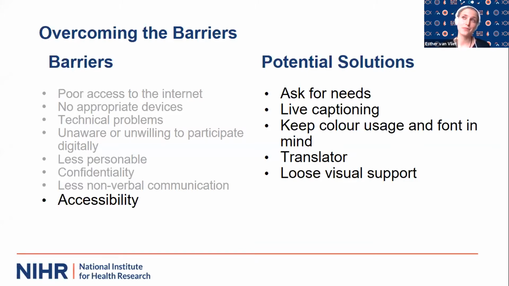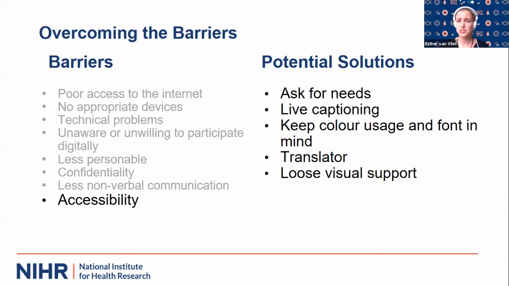Ask people if they have anything, or if there is anything that you can do as organizer of the meeting to make it more accessible to them, because people will know their own needs and they will know what can help them to make the meeting more accessible. Things you can consider are live captioning. So some video platforms already offer it. With others, you can use external software such as Otter AI to have live captioning during your meeting.